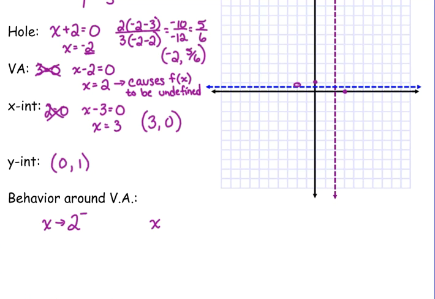And then we're also going to look at 2 from the right. We put a little plus as an exponent on the 2. That means from the right. So this is left of 2. This is the right of 2. The question is, what are our y values doing to the left of 2 and to the right of 2?